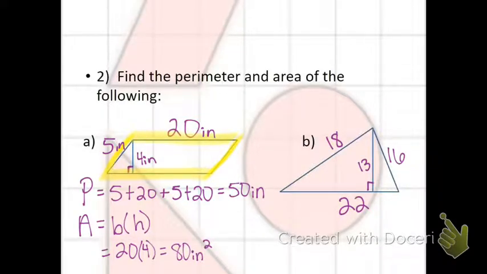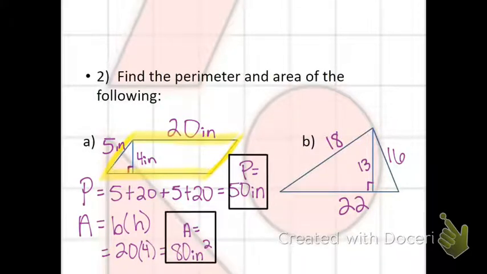Okay, so we found perimeter. And we found area. If you need more time with that, go ahead and pause the video here because I'm going to cover all that up to make myself enough room to talk about letter B. So pause now if you're not done with 2A.